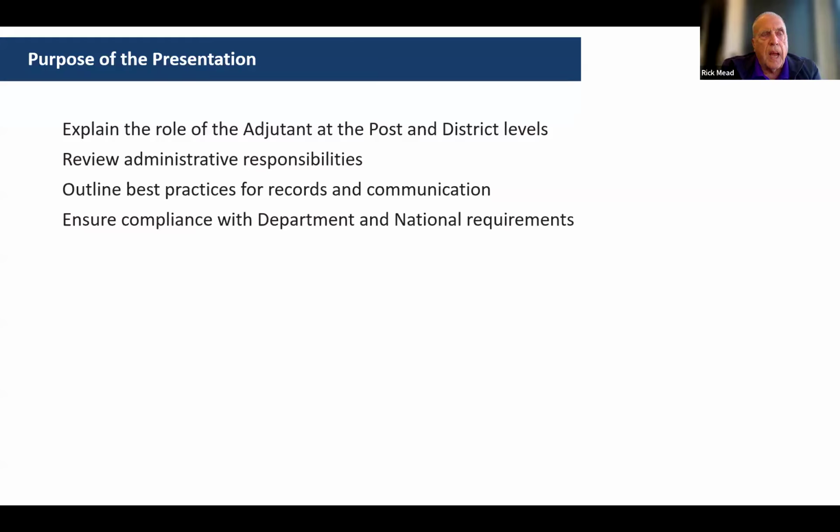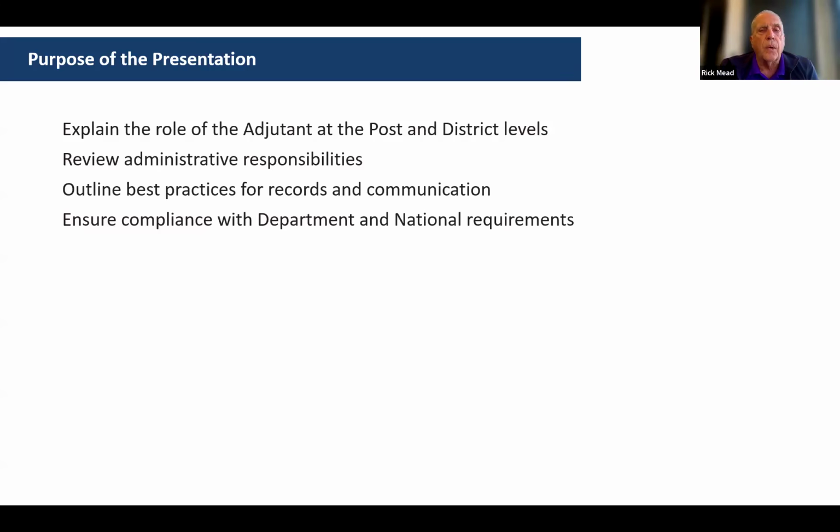One of the things that I was told by other department adjutants when I first took on the role of department adjutant was that the very, very first thing you need to do is to read, then reread, and read again your constitution and bylaws at the department level. The same thing goes for a post adjutant or a district adjutant. Read the constitution and bylaws and make sure you understand what they say. And then also, if you're a post adjutant, read the department constitution and bylaws, understand what's in there. Also read the national constitution and bylaws, understand what's in there.